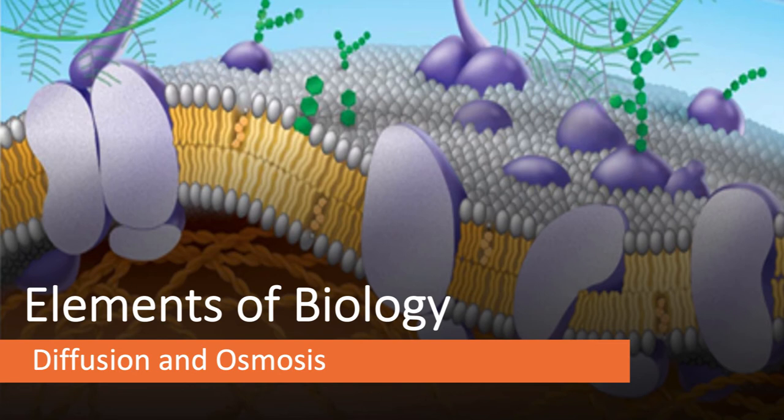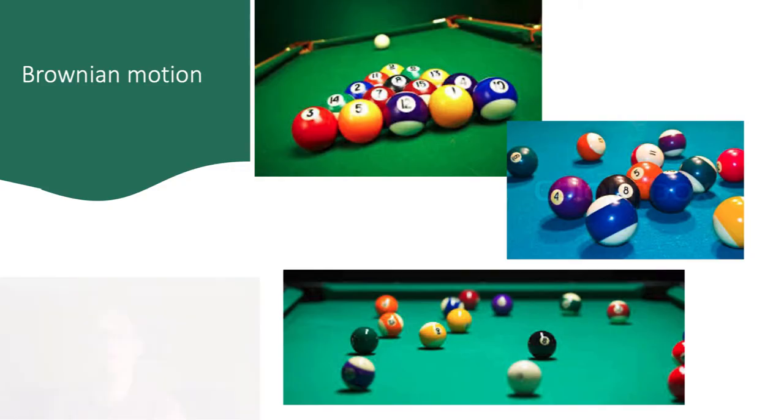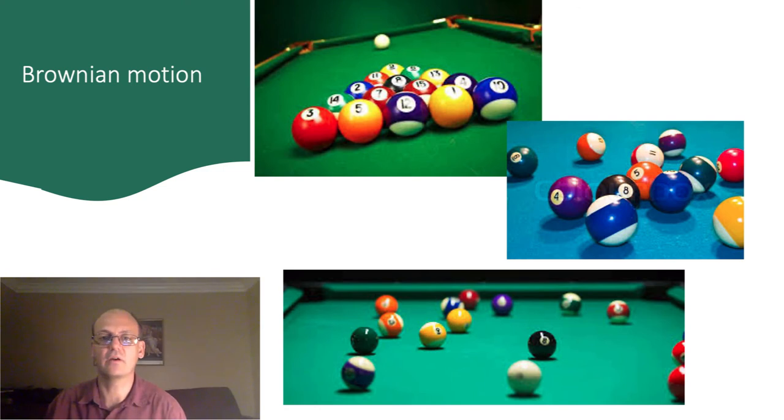In this brief presentation, we're going to look at how solutes and solvents move through cell membranes. Molecules in a fluid, such as air or water, move in random directions, bumping into each other as they go. This random motion is called Brownian motion. Despite this randomness, molecules tend to move from regions where they're highly concentrated to regions where they're less concentrated.